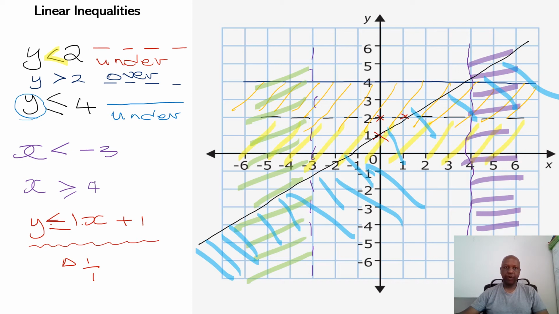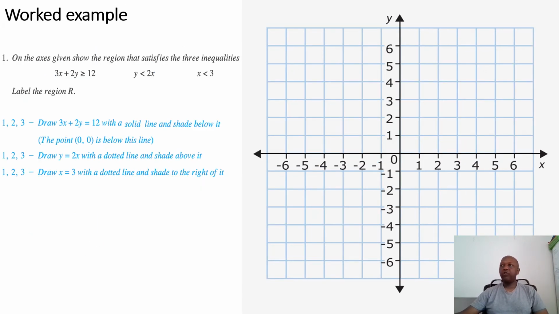Okay, right. Part two, let's have a look at this worked example. Right, let's do this. On the axis given, show the region that satisfies the 3 inequalities. Label the region R. Okay, first things first. We've got greater or equals to there, so we have to draw a solid line, and we are looking for an area that's above the solid line.